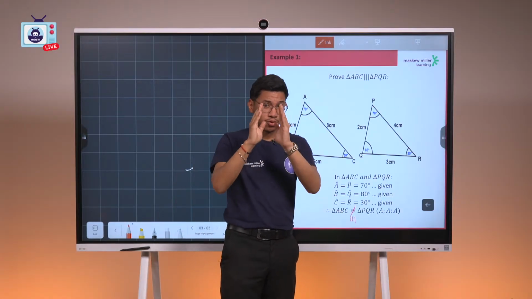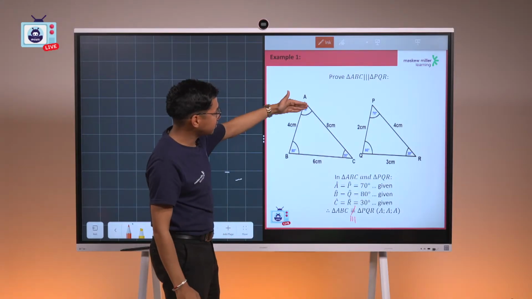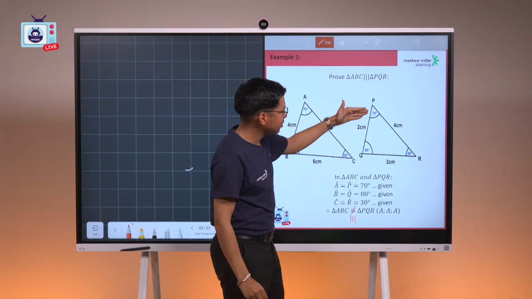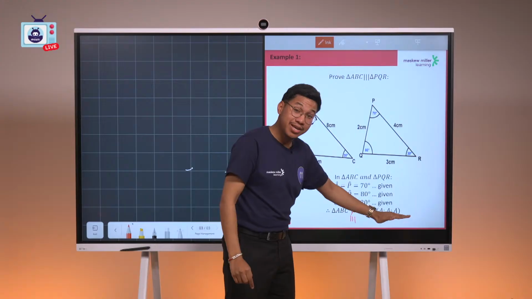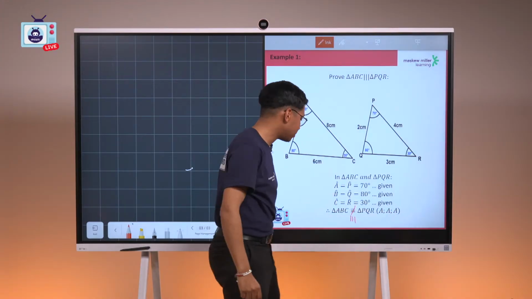Please take note of the order. I went A, B, C. So I went from 70 to 80 to 30. So here I must go from 70 to 80 to 30. And once I've done that part, I must give my reason. What did I use? I used the concept of angle, angle, angle.